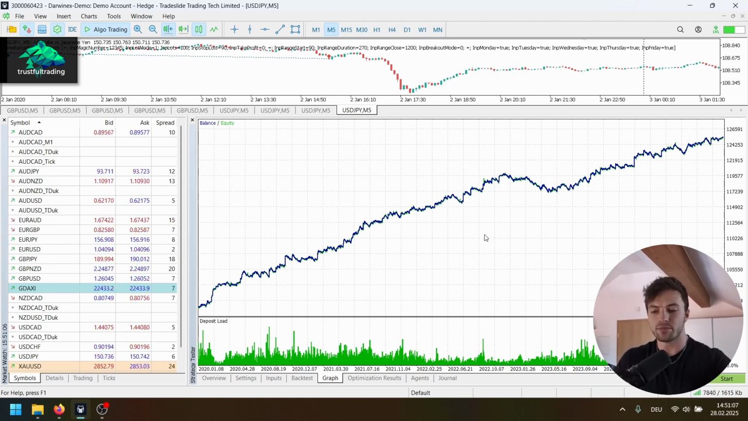So I'm actually pretty impressed with the performance, and I might look into this more to maybe use these settings for my own trading, because I already run a breakout strategy on US dollar Japanese yen for my live accounts. But this looks pretty interesting, and with the out of sample results, I'm pretty impressed by the strategy.